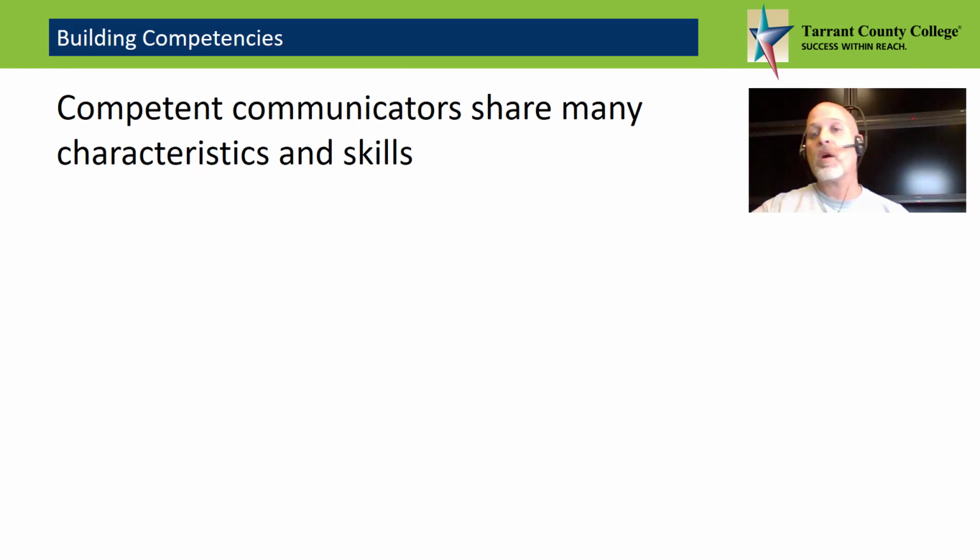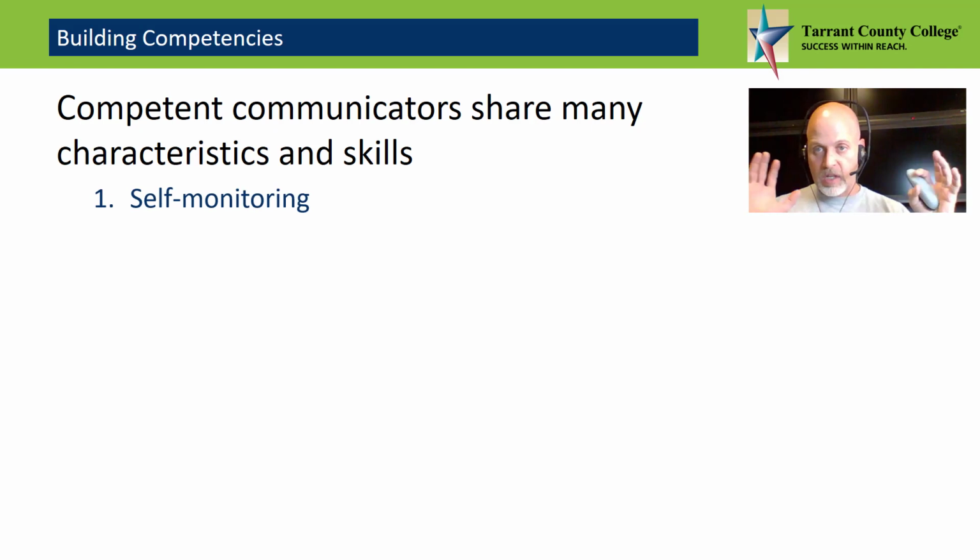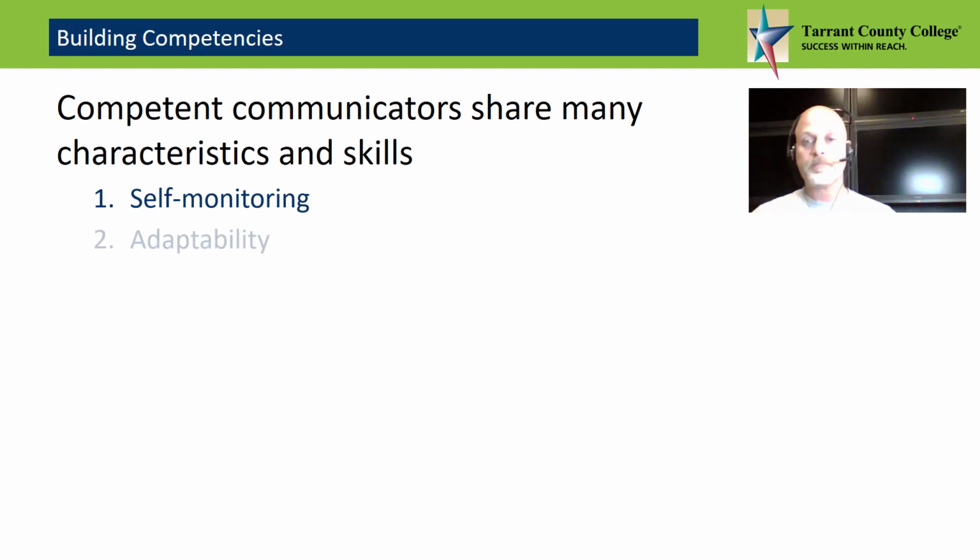Now, good communicators are aware of their own behavior as it affects others. Research calls this self-awareness, or self-monitoring, like you're monitoring yourself. It's one thing to be aware of your own behavior. It's quite another to be able to adapt it to different situations. Competent communicators are able to assess what is going on, and then modify or change their behavior in each situation.